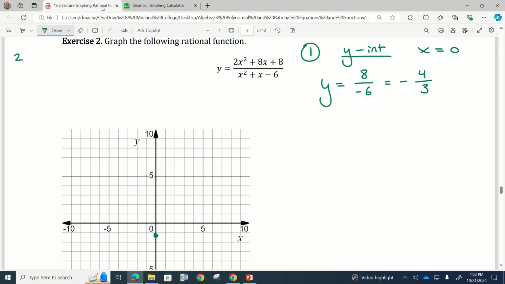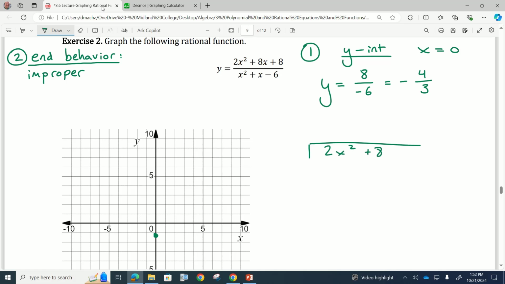Step number 2, we need to determine the end behavior. Is this proper or improper? Improper. If it's equal to, then it's improper. And if it's improper, then I have to do long division. And so this is me doing long division.